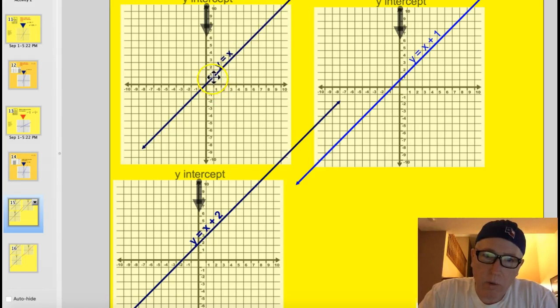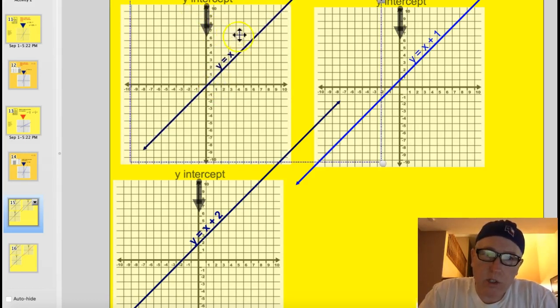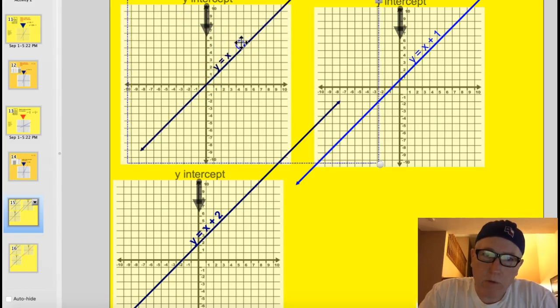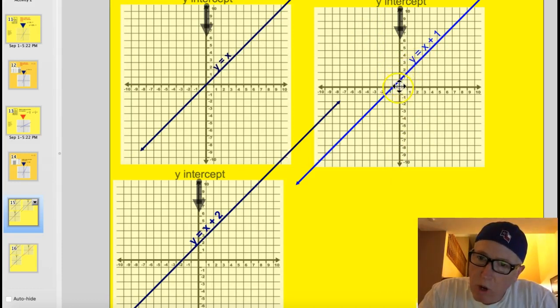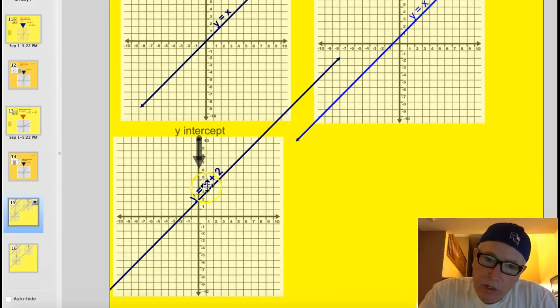So look at over 1, up 1, 2, 2, 3, 3, 4, 4. Okay, this one here, the y-intercept is at 1. You see where it is? See how it's just plus 1? We're just at 1 there. Here's the plus 1, and that shows where it crosses the y-axis. This one here is y is equal to x plus 2. Notice it crosses at 2.